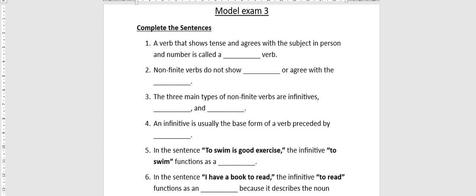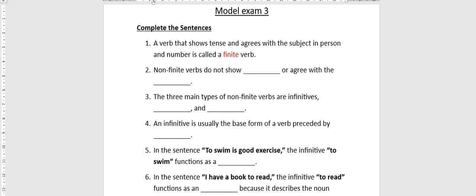احنا النهاردة هنحل الموديل exams 3 على ال verbs the second part of speech. أول واحد complete. أول سؤال complete. A verb that shows tense and agrees with the subject in person and number is called a finite verb. The verb which agrees in person and number and shows tense is a finite verb.